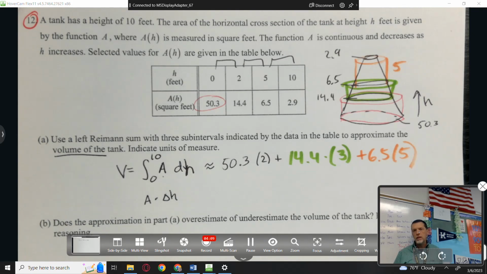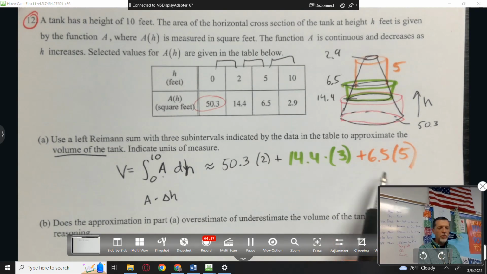But it says indicate units of measure. Thank you. Oh, this person isn't in here. Oh. This is unit 4113. Oh, you're right. Thank you. You're welcome.